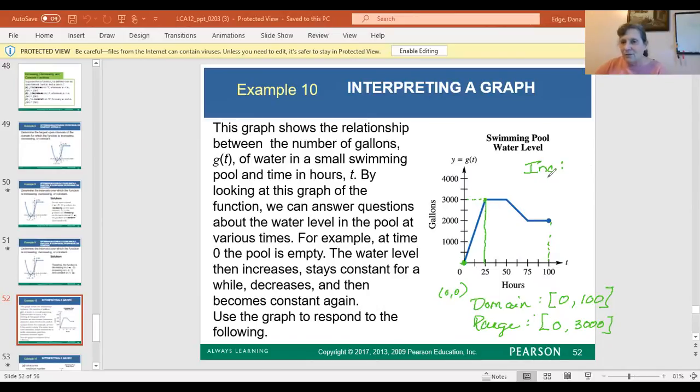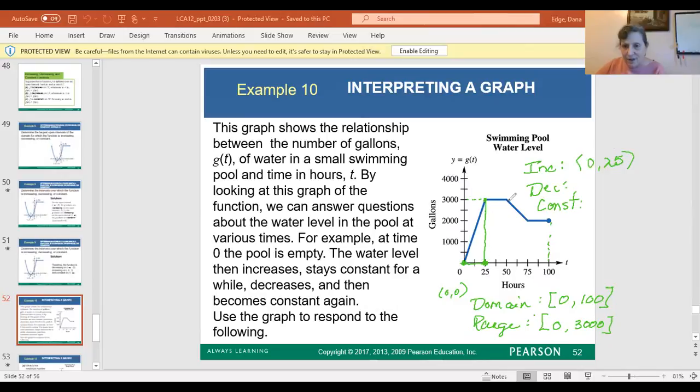So we always put increase, decrease, and constant as open intervals. In other words, we use parentheses no matter what. So they want it in terms of the X values. As the X values go from 0 to 25, the Y values were increasing. So we put 0 to 25 for the interval of increase.